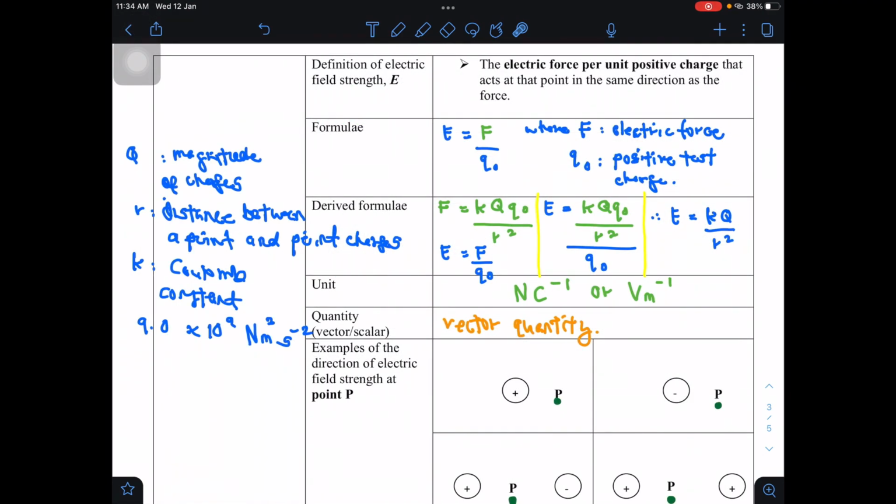Electric field strength E is the electric force per unit positive charge that acts at that point, in the same direction as the force. From the definition here, we can write the formula of the electric field strength. E equals F per Q naught, where F is the electric force and Q naught is a positive test charge.